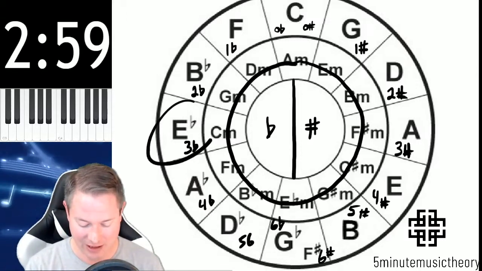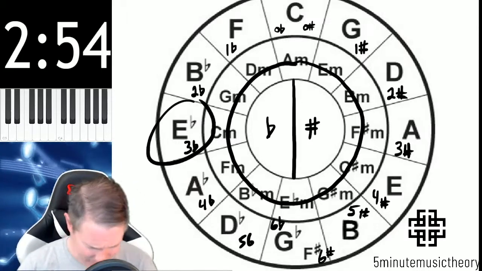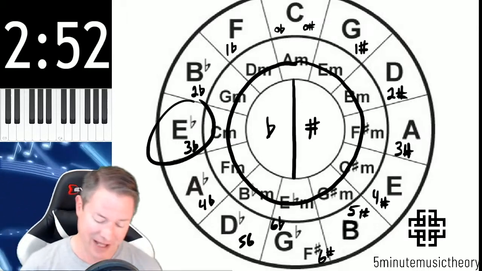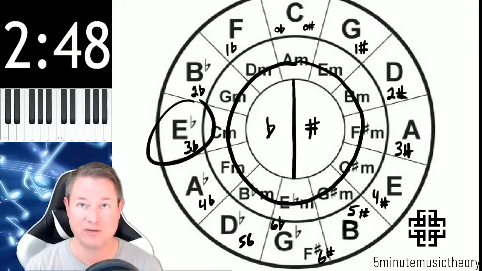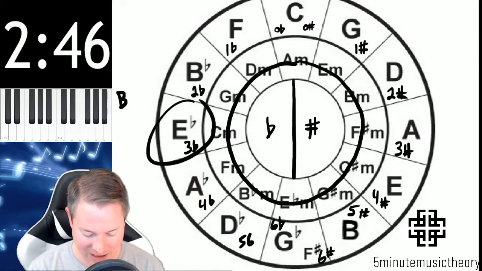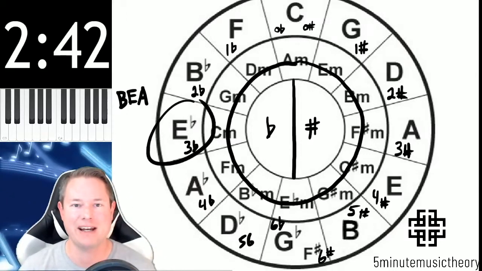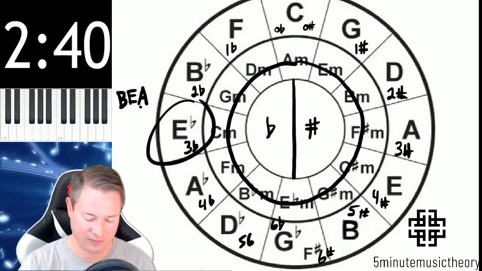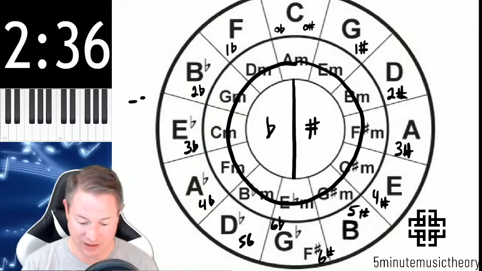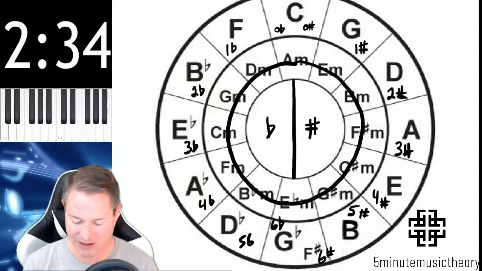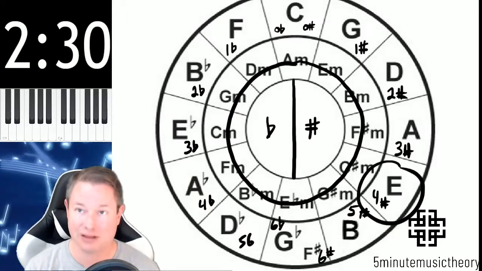So let's take E flat major over here on the left side. I've circled E flat major. E flat major has 3 flats. And if you remember the order of the flats, those flats are B flat, E flat, and A flat. So we would have B flat, E flat, and A flat in the key signature for E flat major. This is why it's so important to know your circle of fifths, because it makes a lot of these things easier.